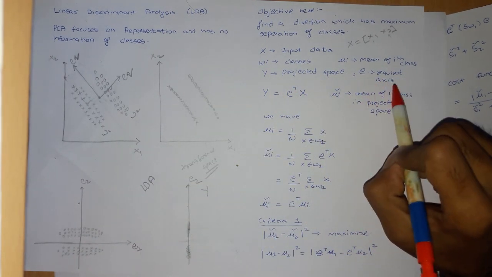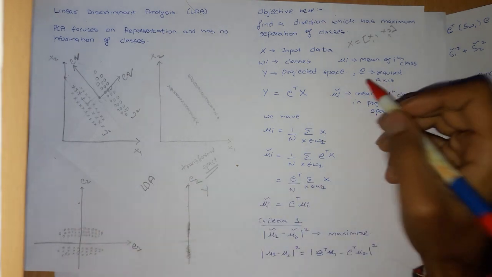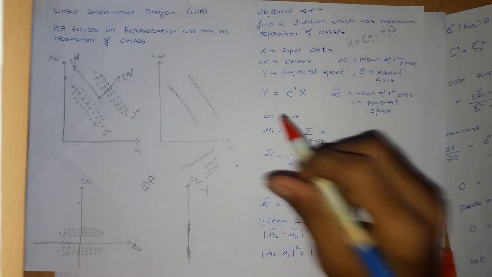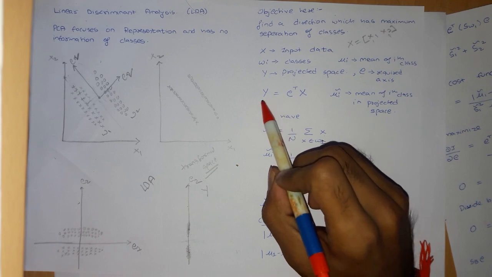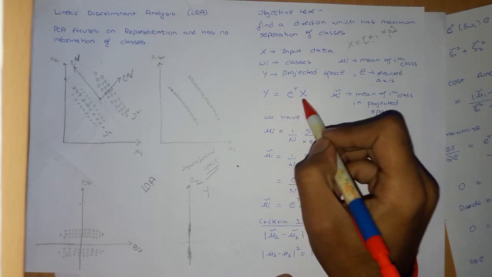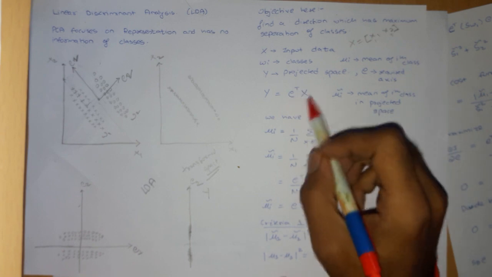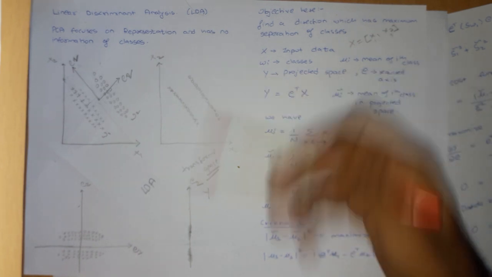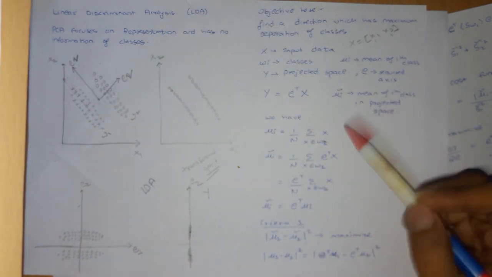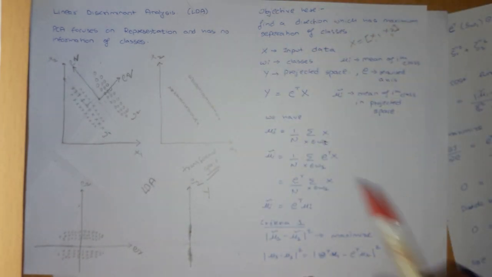E is the required axis. Now I don't know whether it will be E1 or E2 or any other direction, so I am just naming this required direction as E. We know that the transformed space will be y is equal to E transpose x. We know this from PCA. If we want to transform from here to here, we need to multiply with the axis that we want, the dot product.